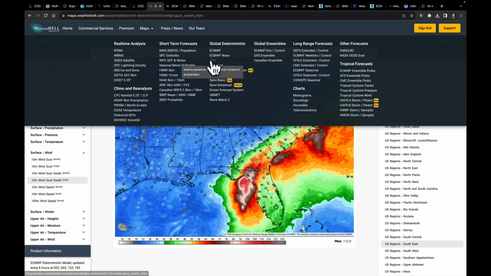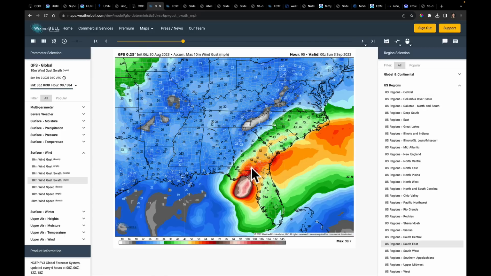The GFS, which has been the model I've preferred for this, shows something similar. It's a little bit faster by about 5 miles an hour, and I think that's going to be the case. So I would lean on this for your wind speed estimates out of this hurricane. So we've seen the rainfall, we've seen the winds, we've already taken a quick account of the storm surge. This is what we're expecting out of Idalia.